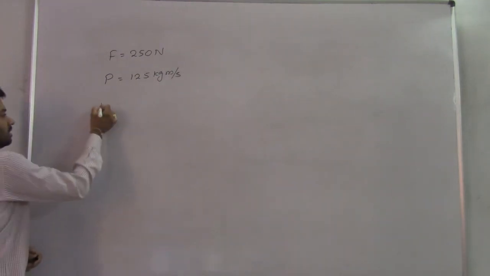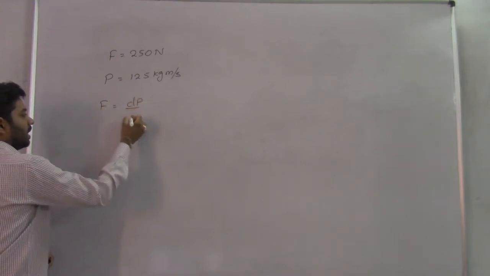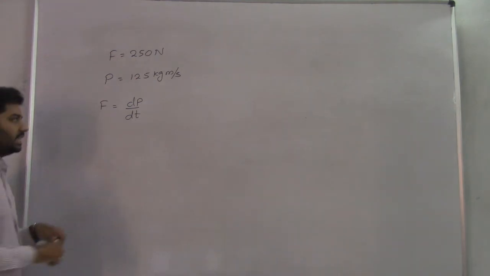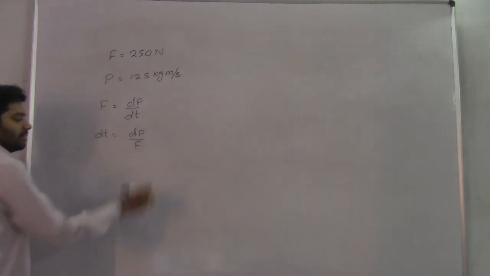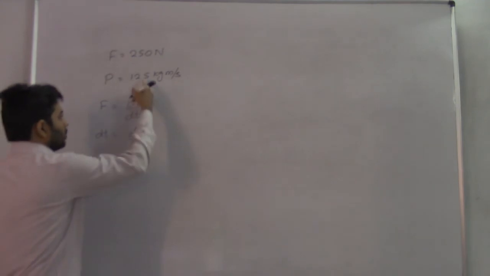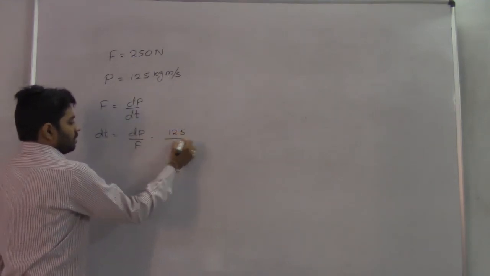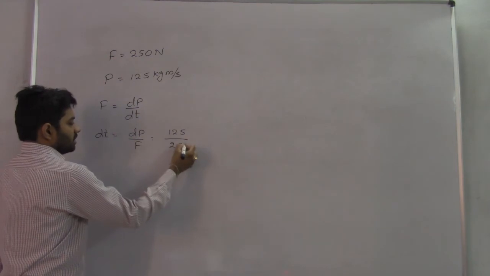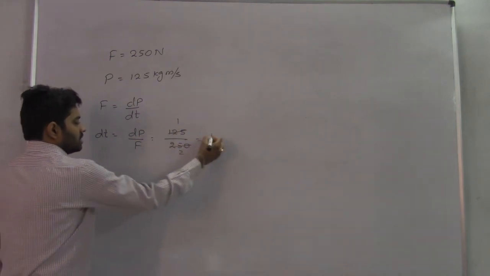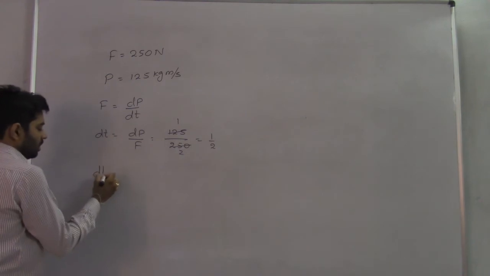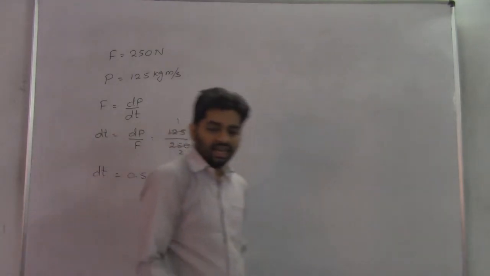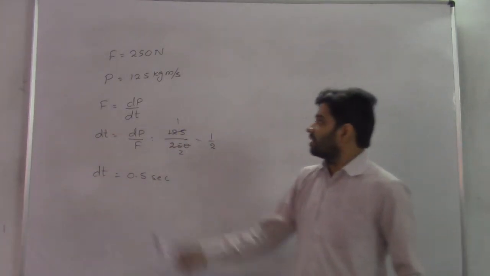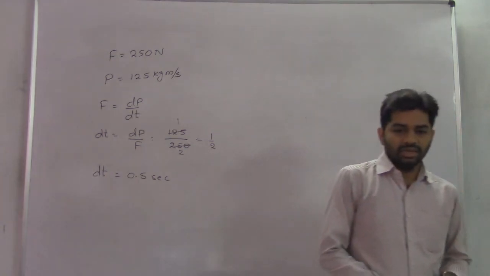What is the condition now? F is equal to dp by dt. So dt is equal to dp by F. Momentum is 125, force is 250 newton. So 125 by 250 is equal to 1 by 2, which means 0.5 seconds. Half a second you have to continuously apply the force to acquire this momentum. Clear? So do it out.